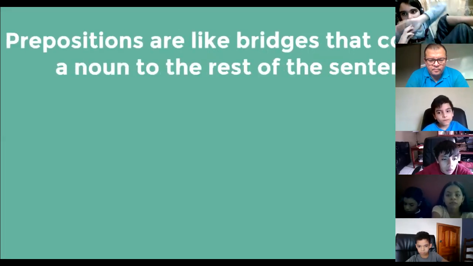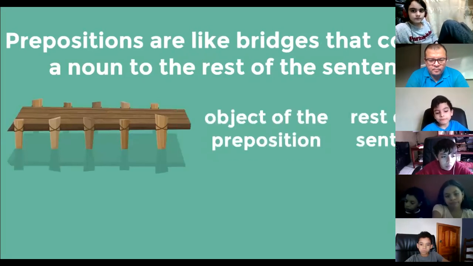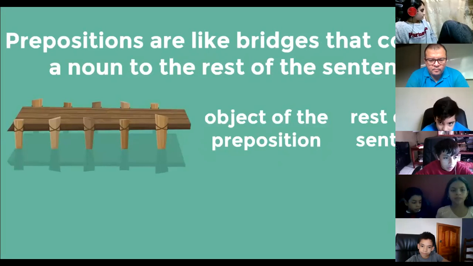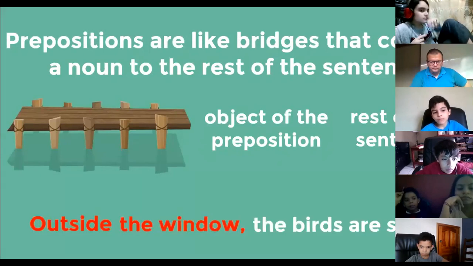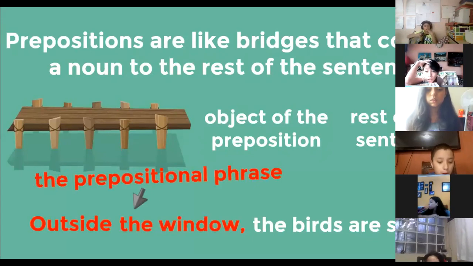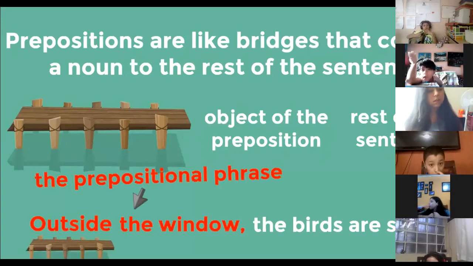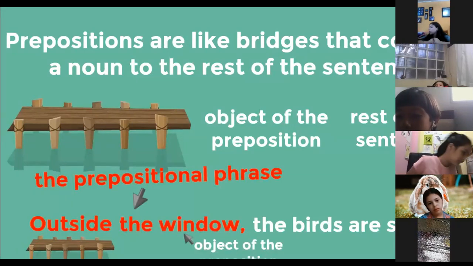Prepositions are like bridges that connect a noun to the rest of the sentence. Sometimes a preposition appears at the beginning of a sentence, followed by the object of the preposition, which is just the noun that follows the preposition, and then the rest of the sentence. Look at this sentence. Outside the window, the birds are singing. Outside the window is the prepositional phrase. The word outside starts the phrase because it is the preposition, and the word window is the object of the preposition, ending the prepositional phrase. Pretty simple.